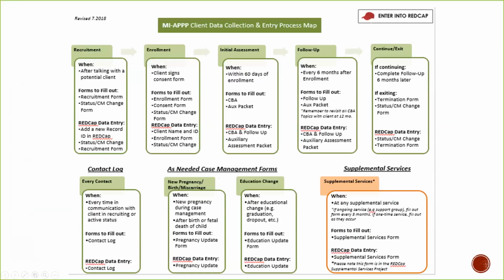The next phase on the process map is the initial assessment phase. During this phase, you and your client will fill out 2 forms together, the CBA and the AUX packet, which you may also see and refer to as the auxiliary assessment packet.